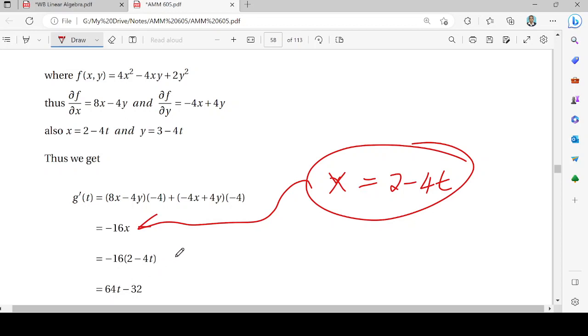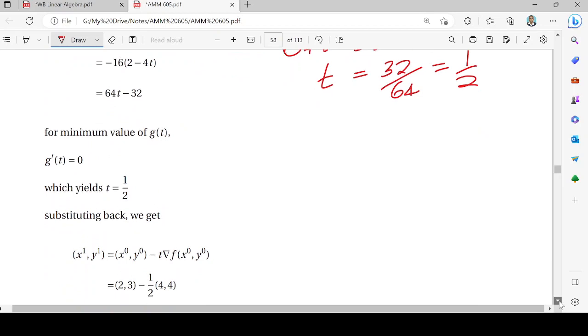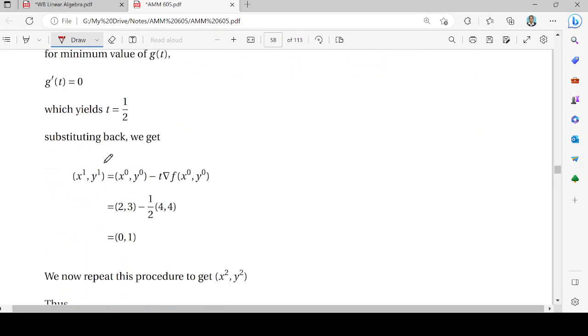We get 64t minus that 32. Now, for g to be a minimum, then g prime must be 0. So we are going to equate this expression, 64t minus 32, to 0. And then we get t is equal to 32 over 64, which in this case is a half. So once we get the value of t, then we can get the next value of x and y.